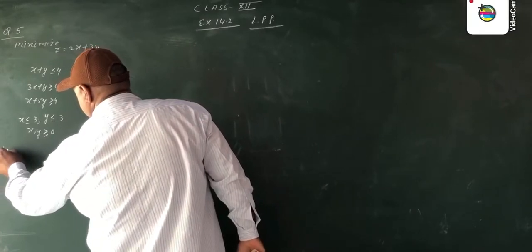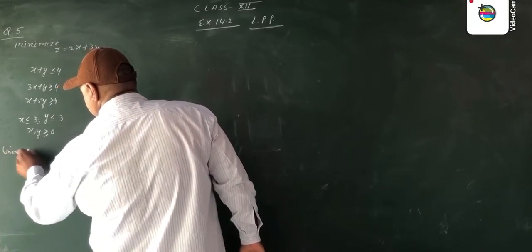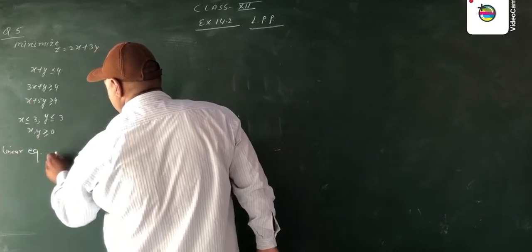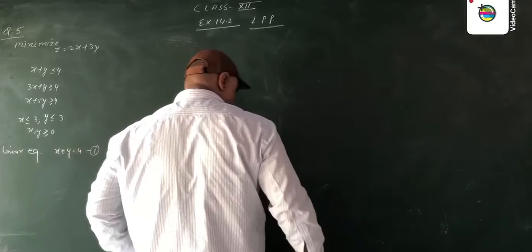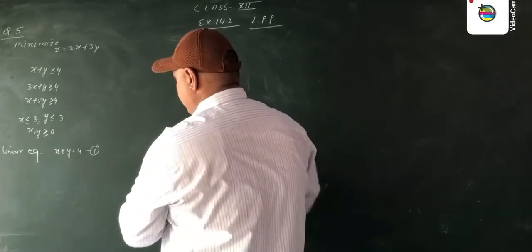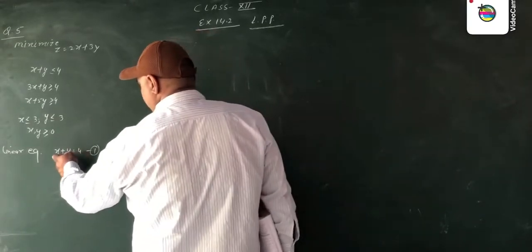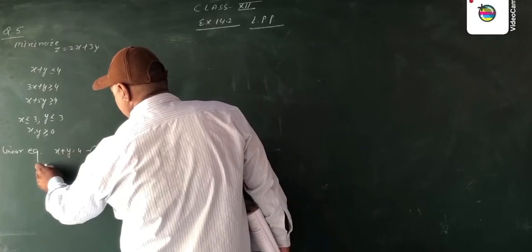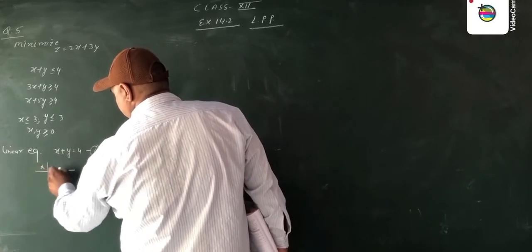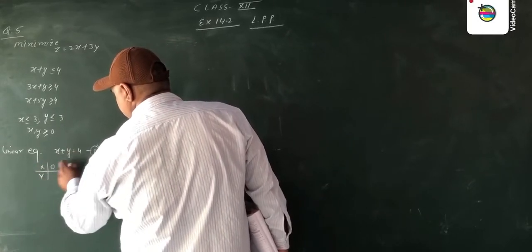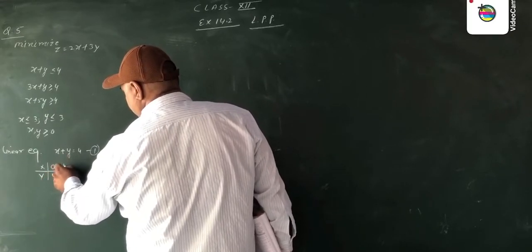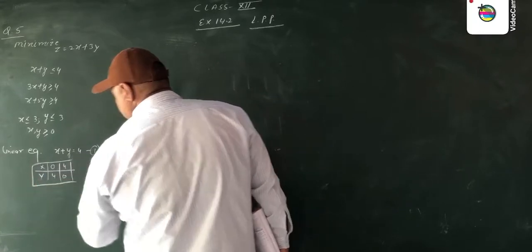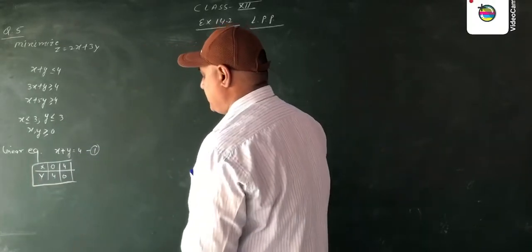Now this inequation may be written as a linear equation: x + y = 4. This is your first equation. In the first equation, first we put x = 0 and find the value of y. Now put x = 0, we get y = 4. If we put y = 0, we get x = 4. This is the solution of the first linear equation.